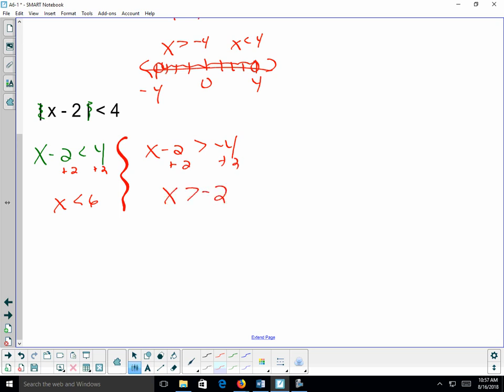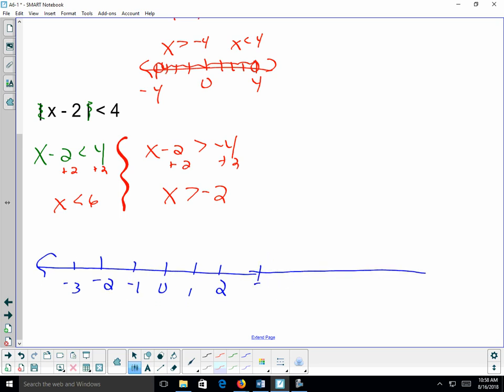And if I were to graph it, negative 2, let's see, make it longer. I'm going to have an open circle at negative 2, an open circle at 6, x is less than 6, x is greater than negative 2, which will be that area here.